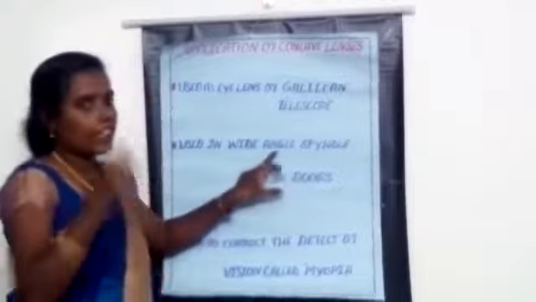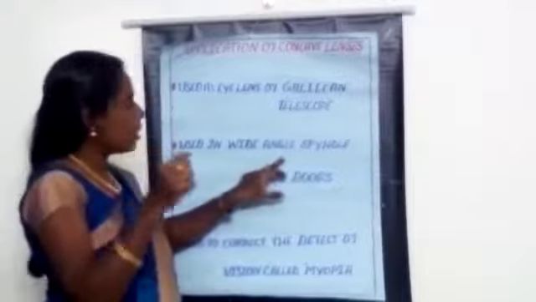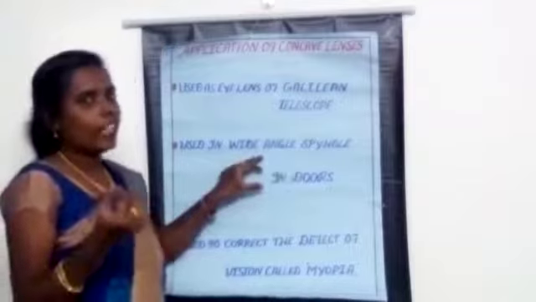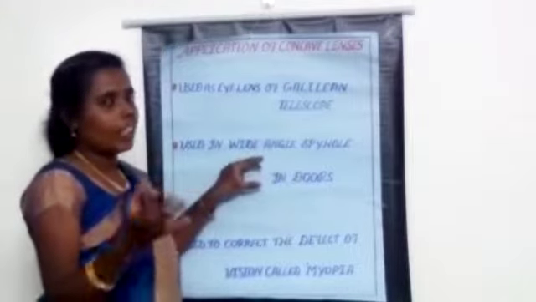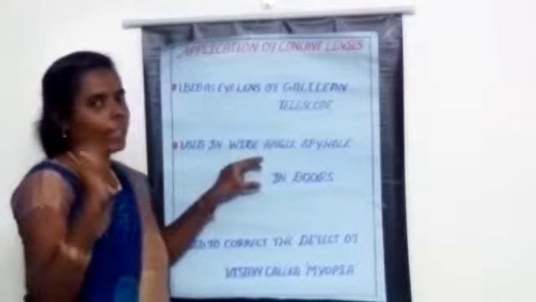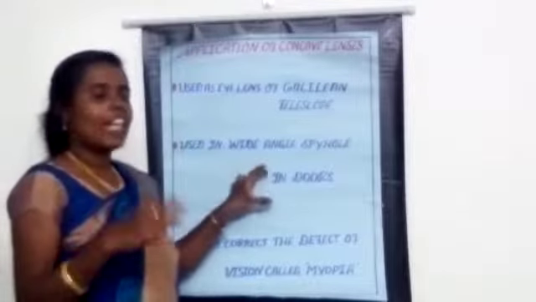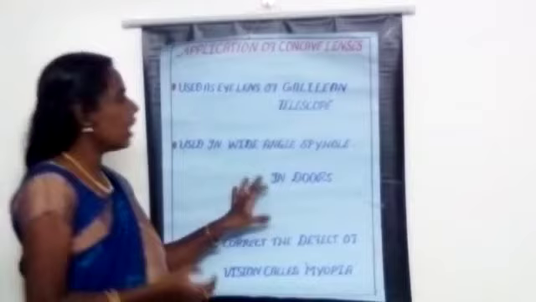And the second one is that it is used in wide angle spy holes in doors. In the center portion of the door, they fix a concave lens. If you look from inside, you can easily identify who is outside. If anybody is knocking at the door, we can easily identify which person is standing there. Mostly in foreign countries they use wide angle spy holes in doors.